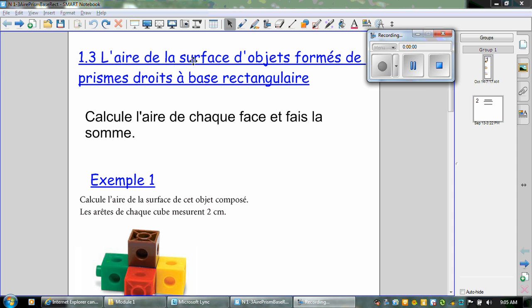So calculate the surface area of objects formed using right rectangular prisms. So basically boxes. Calculate the surface area of shapes, objects that are box prisms. Okay, so the method we will be using is to calculate each face and then do the sum.